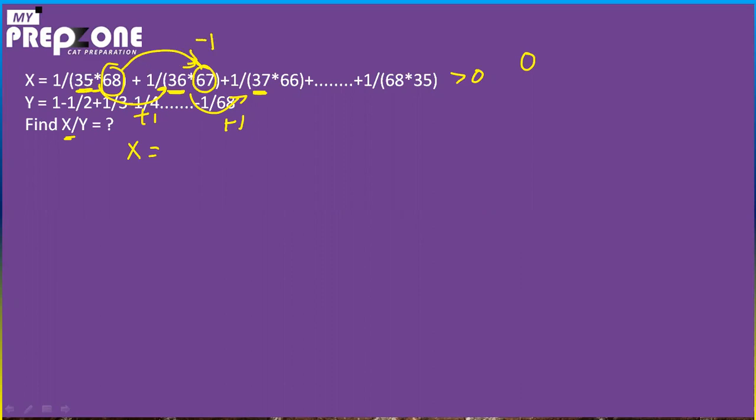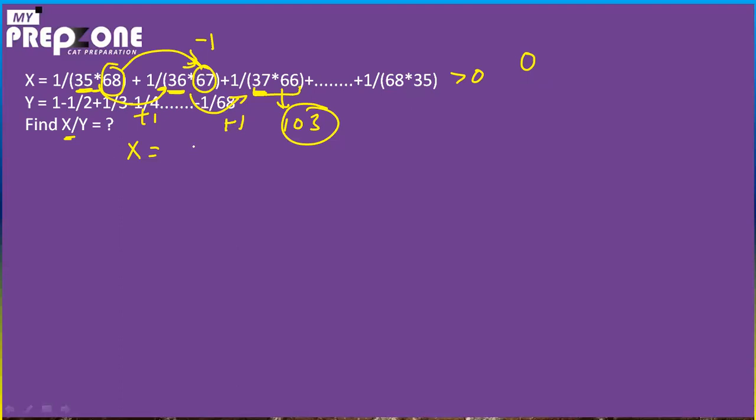You can very well visualize that the sum of the two terms in each individual term of the series is constant, and this is equal to 103. 35 plus 68, 36 plus 67, 37 plus 66, everything is 103. Right? So the general term is something like 1 upon n into (103 minus n), where n goes from 35 to 68.